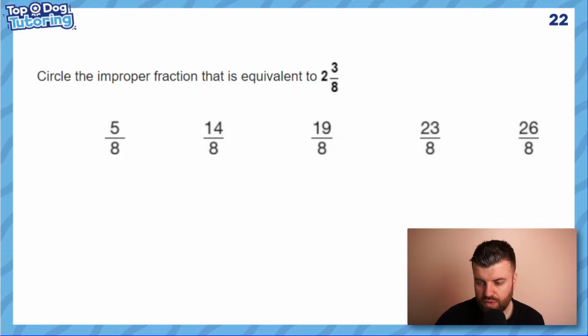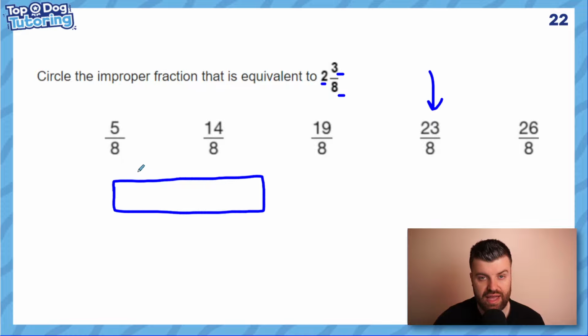Now, people who got the answer wrong, most often on this paper, put 23 out of 8. Do you know why? Because they see a 2, they see a 3, and they see an 8. And they go, yeah, 23 out of 8. No. We need 2 wholes. I like to draw mixed numbers.